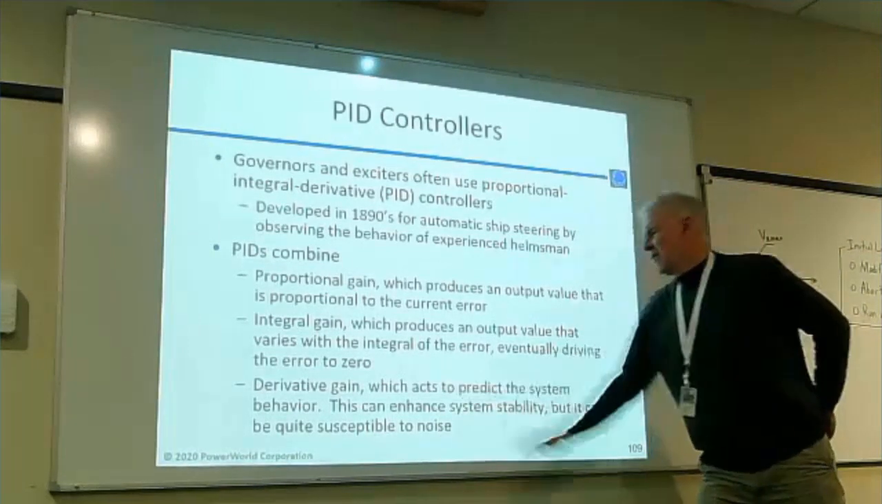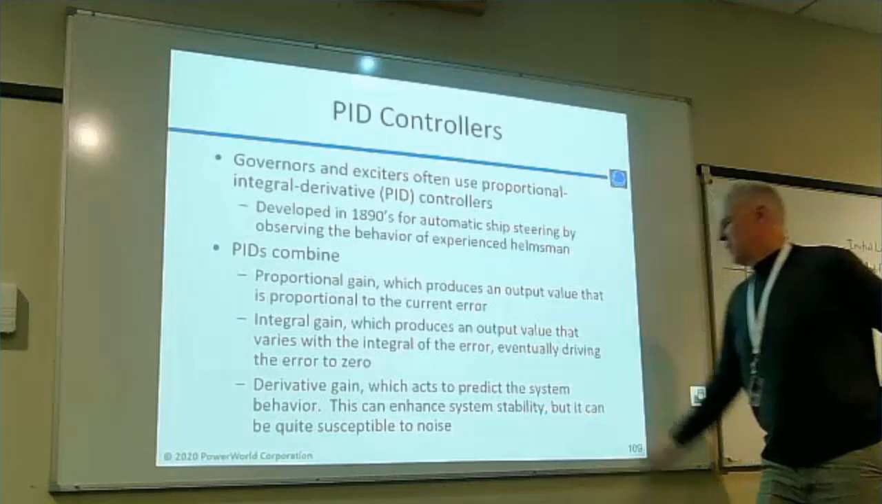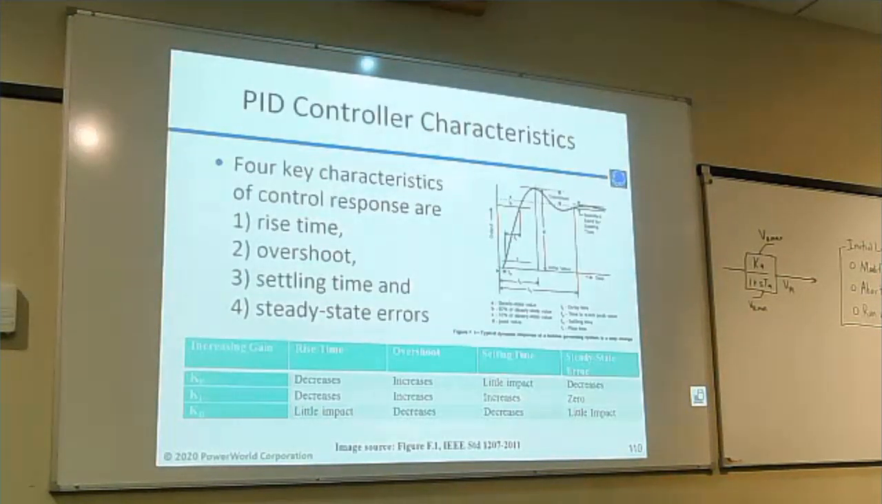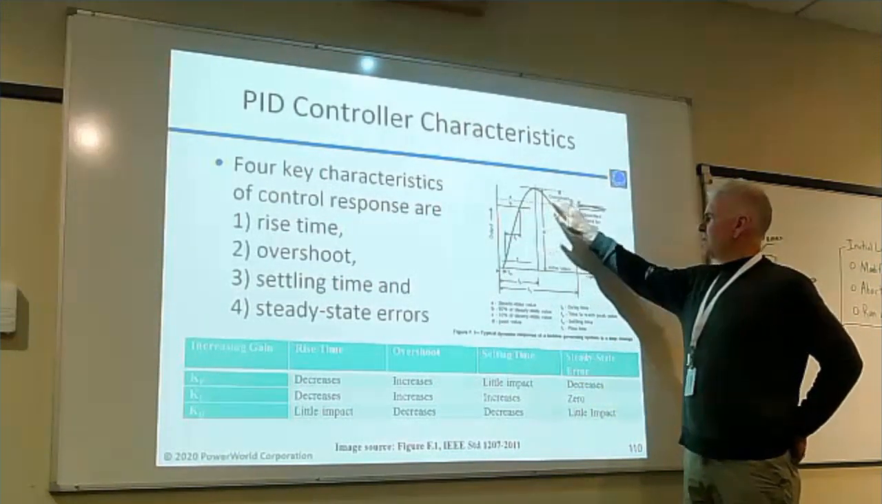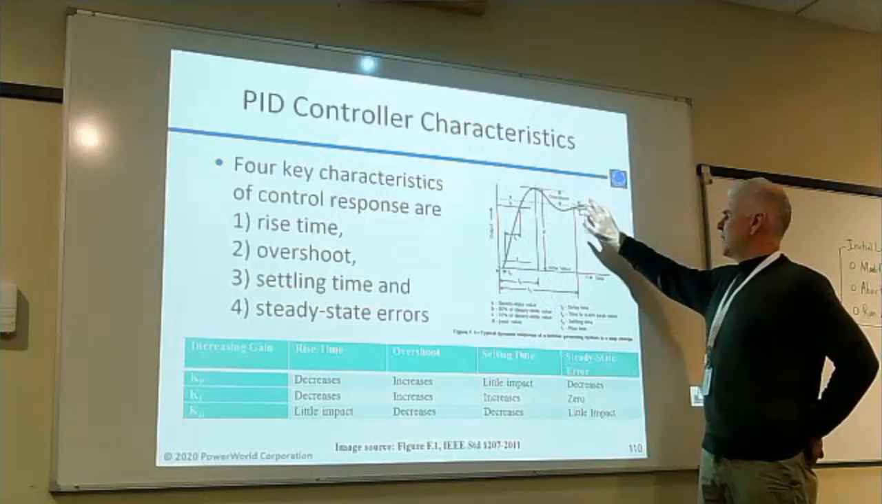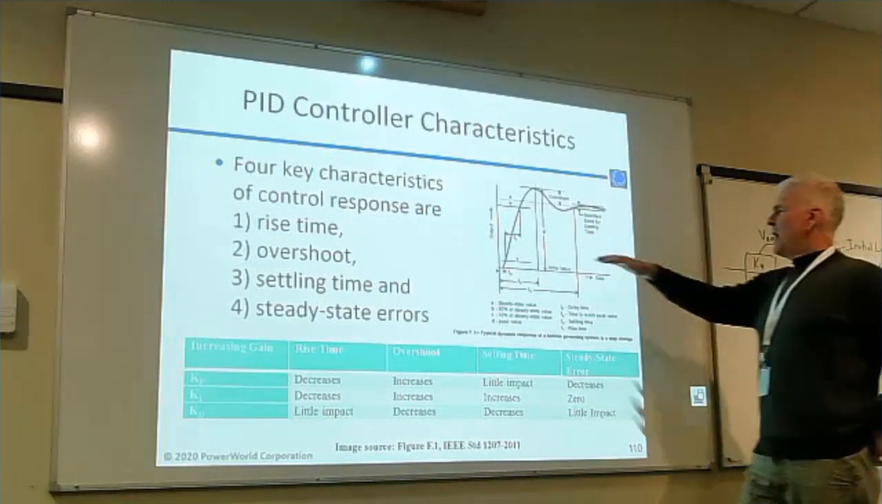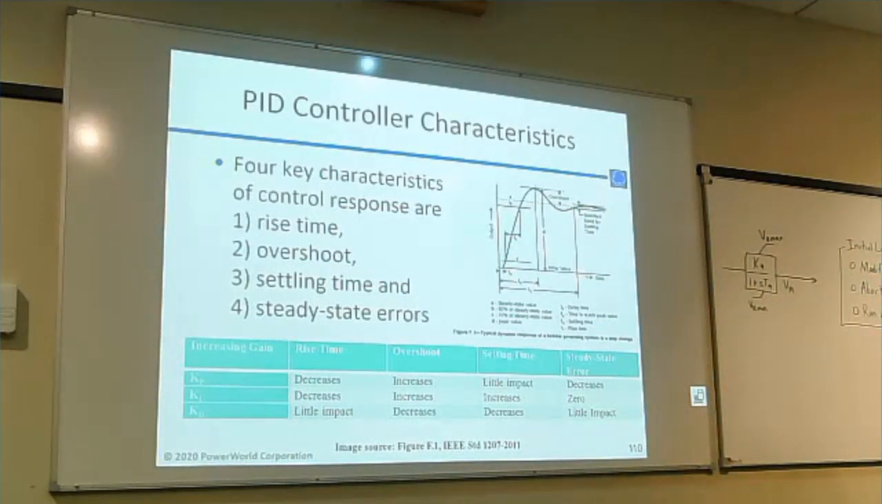And then it has a derivative gain, which acts to predict the system behavior. So it's looking at how the system is changing, so you're trying to get ahead of the system. That can enhance stability, but it can also be quite susceptible to noise. So if you look at a PID controller in response to the desire to change the speed of your car, let's say, or some system where you're going at one point and you want to get to another point, you have the same values that we talked about for the exciter. You've got a rise time, an overshoot, a settling time, and a steady state error. The various parameters in the PID affect different quantities differently.